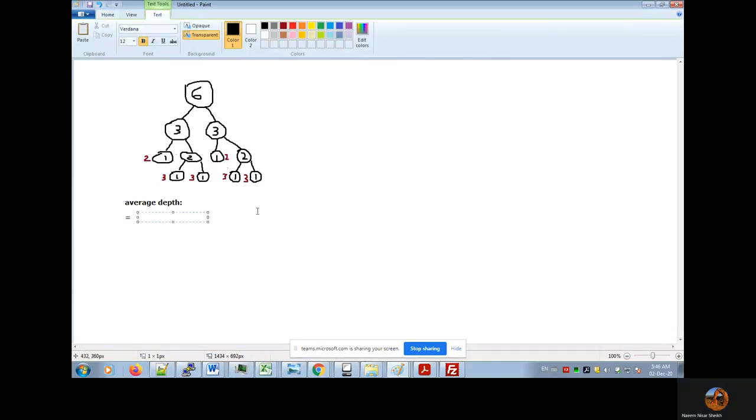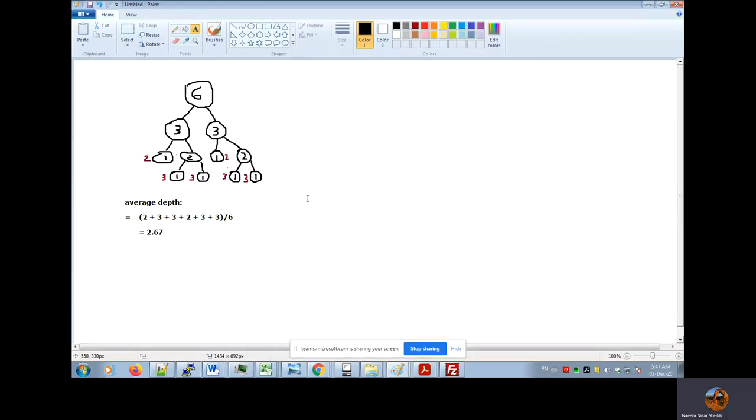So the average here is 2 plus 3 plus 3 plus 2 plus 3 plus 3, divided by 6, which in this case is 2 plus 3 plus 3 is 8, 8 plus 8 is 16, 16 divided by 6, so that's 2.67 roughly. That's the average depth. Let me make another tree with 6 leaves, 6 terminating nodes. What happens? Can I do better average depth?